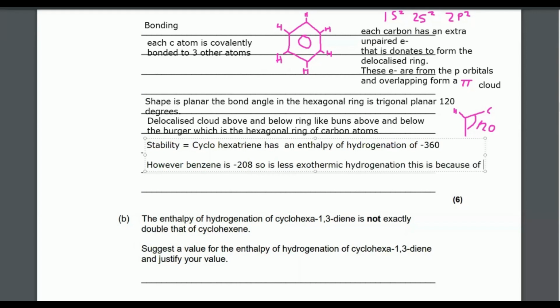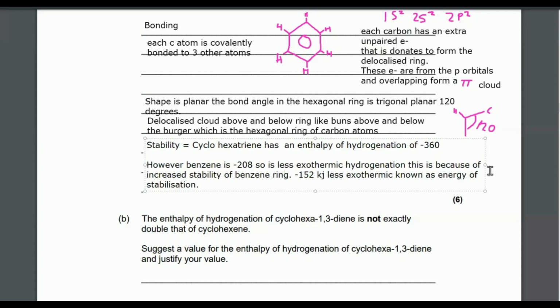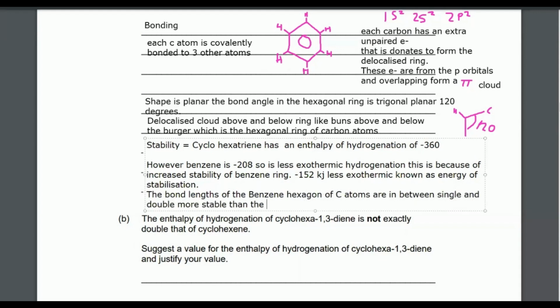And why is that? Well, the enthalpy of hydrogenation of cyclohexatriene is minus 360 because it's 120 kilojoules per mole exothermic hydrogenation of each double bond, and cyclohexatriene has alternating double and single bonds. However, benzene, you would think, might be similar, but it only has minus 208 kilojoules per mole. So its enthalpy of hydrogenation is less exothermic, and this is because of the increased stability of the benzene ring. We say that the minus 152 kilojoules less exothermic is known as the energy of stabilization.